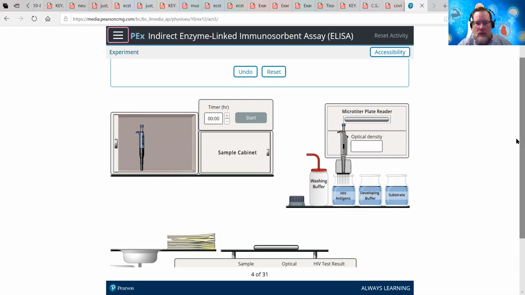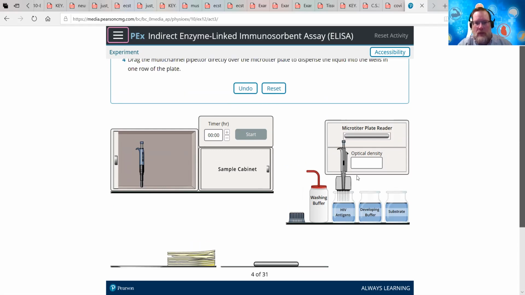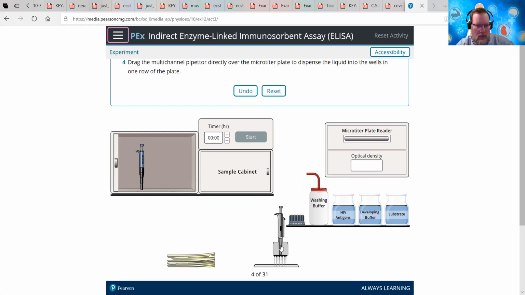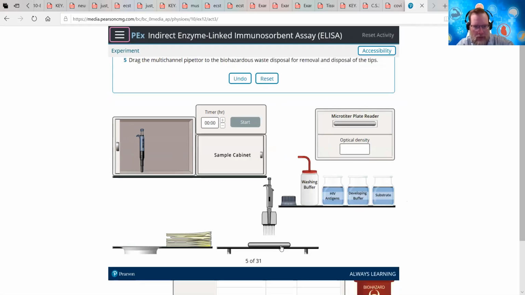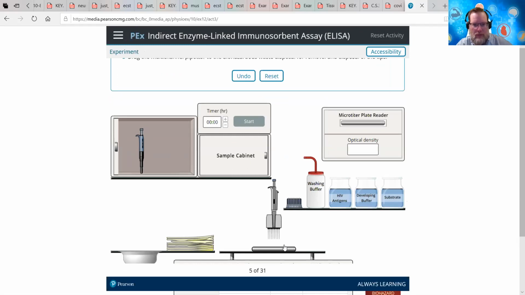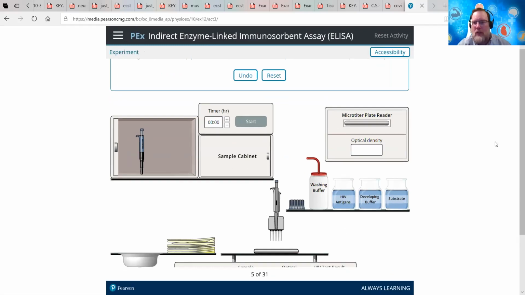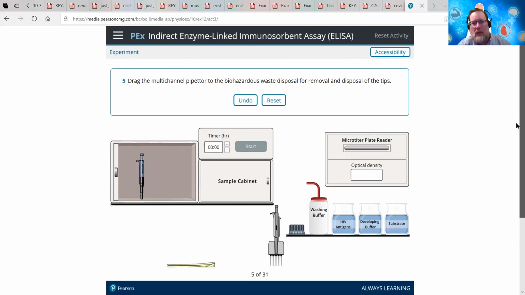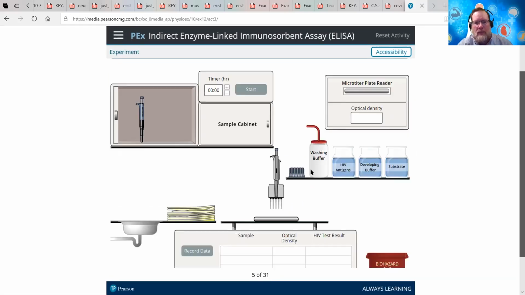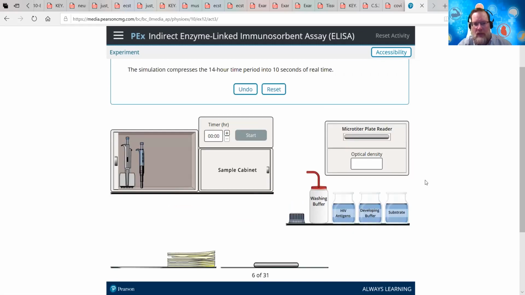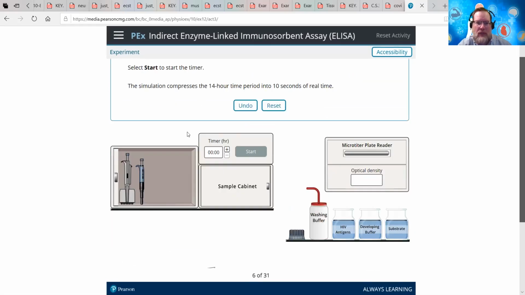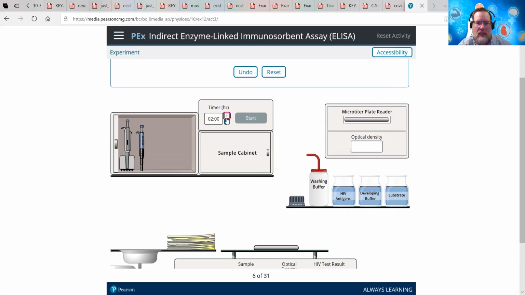Let me see if I can shrink things. It doesn't really let me shrink things too terribly much, so I'll be going up and down so you can see it. So anyway, we put the HIV antigens in the titer plate. The simulation compresses to 14 hours, so we need to set the timer now to 14 hours and let that sit.